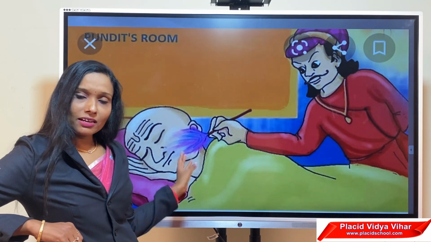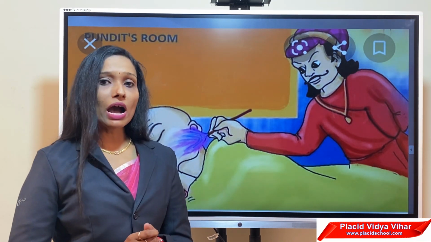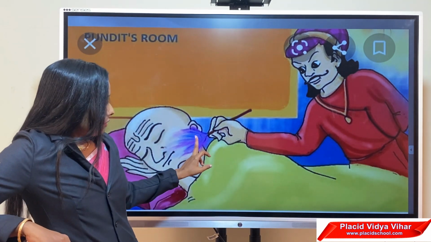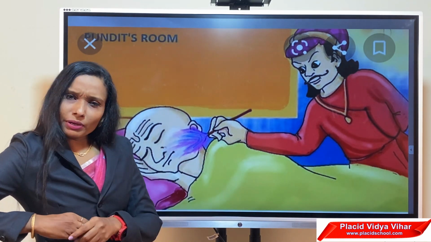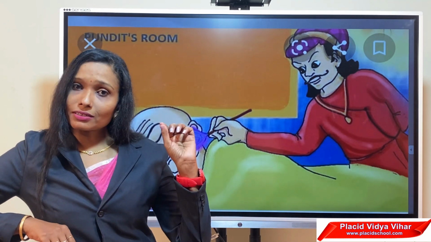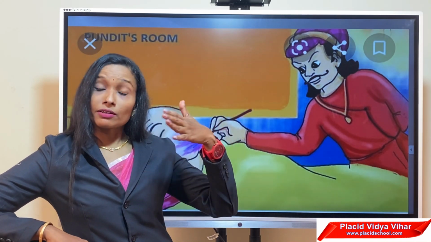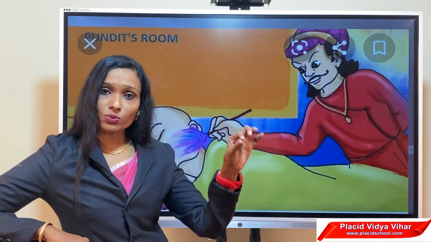What's he doing here? Birbal took a quill, Q-U-I-L-L. You can have a look. What does a quill mean? Have you seen this? Have you learned this word quill? It means a soft feather, right? It's a feather. Maybe from the feather of birds we collect quills.